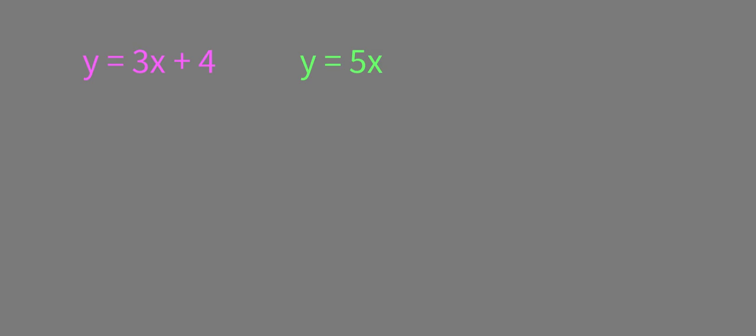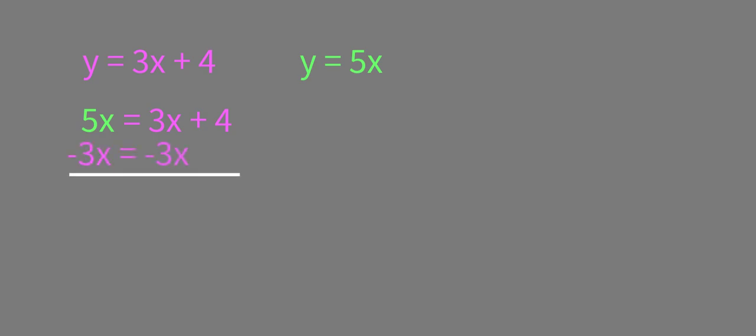So the first step is to isolate one of the variables, to solve for one of the variables in one of the equations. In this case, both of those are already isolated. We have y equals and y equals in both instances. So we'll just substitute for y in the first equation using the second. So instead of y, we'll substitute: 5x equals 3x plus 4.